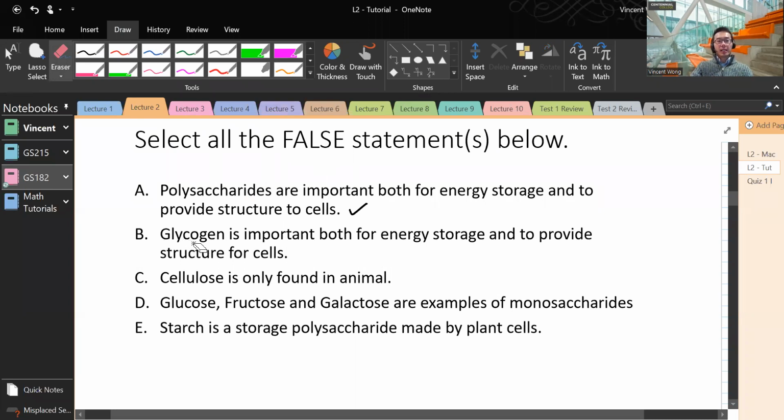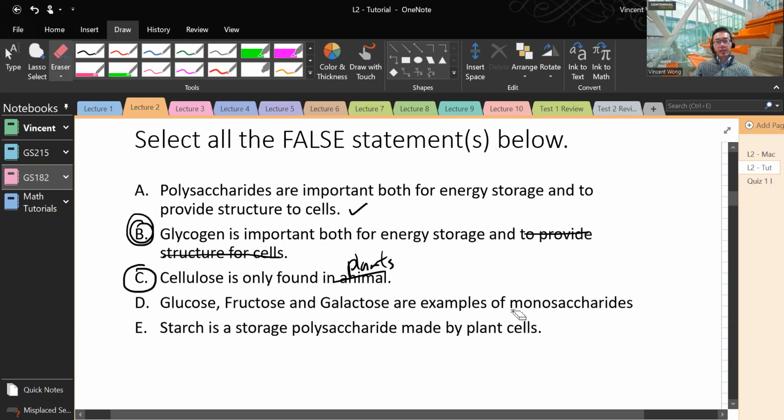Next one. Glycogen is important for both energy storage and to provide structure for cells. That's not true. It does not provide structure for cells. That's the function of cellulose. Cellulose is only found in animals. That is also not true. It's found in plants. Animals don't have cellulose.